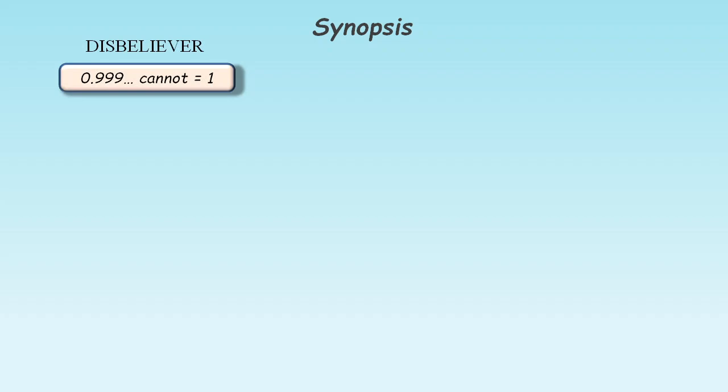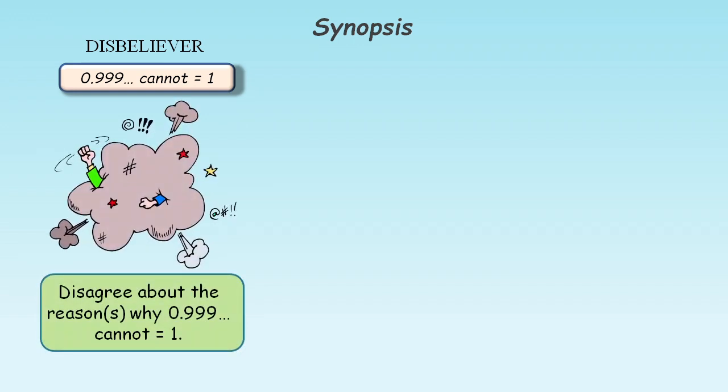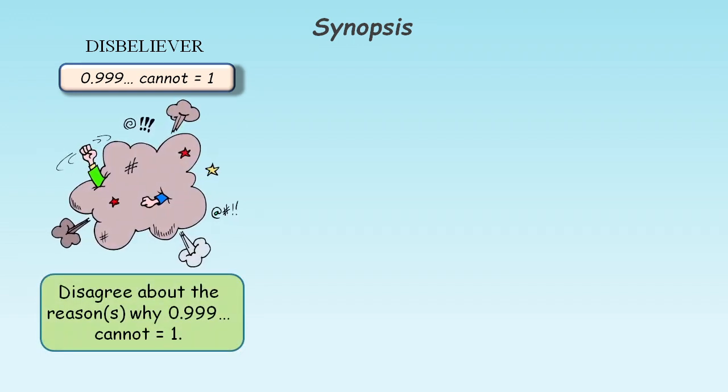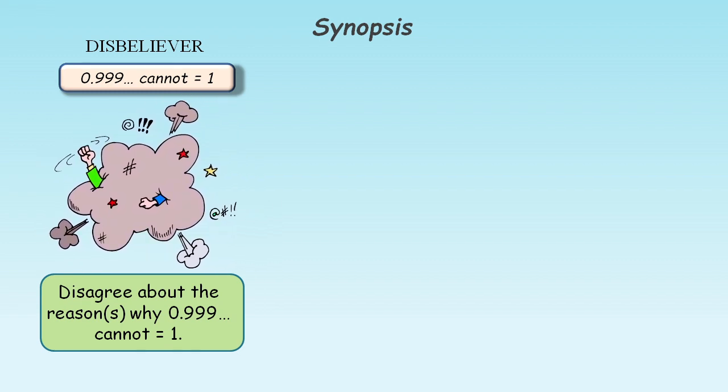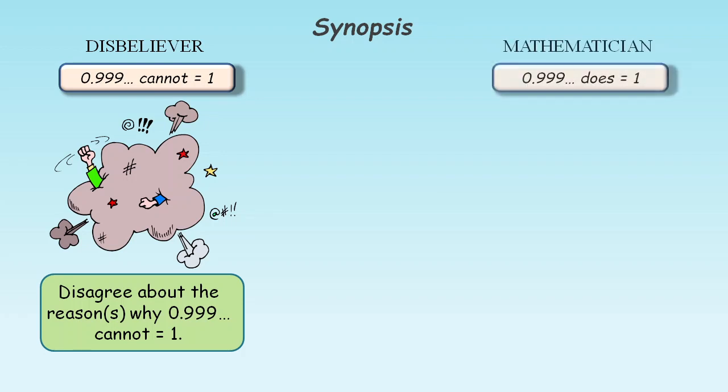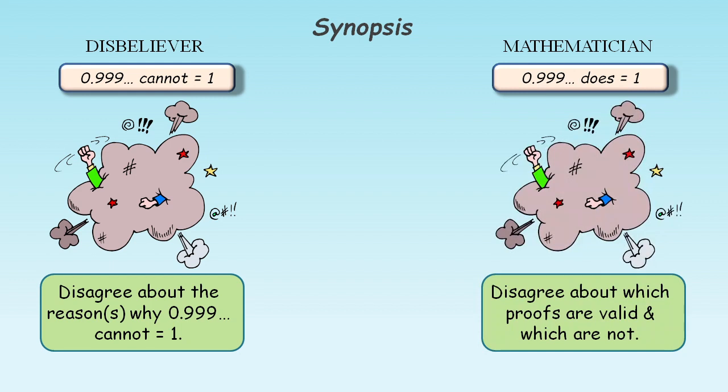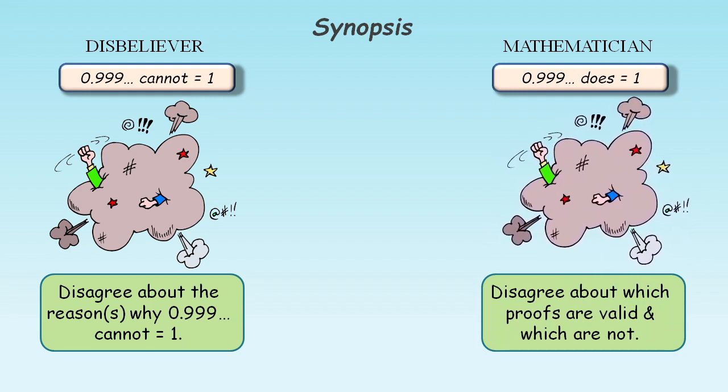Many people don't believe that 0.9 recurring can be said to be equal to 1. But there are many different opinions about why it can't equal 1. And so people that disagree with the statement often disagree among themselves about the reasons why the equivalence is wrong. Also, many people agree with the main mathematics community that 0.9 recurring does equal 1. But even the mathematicians disagree among themselves about which proofs are valid and which proofs are not.